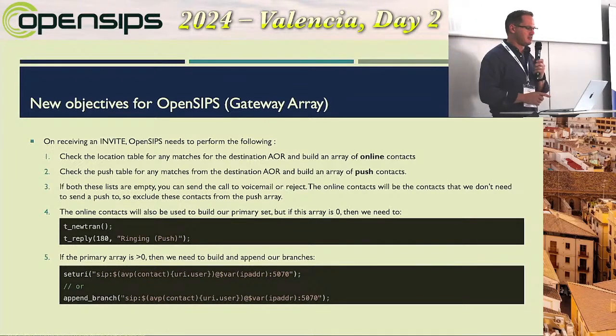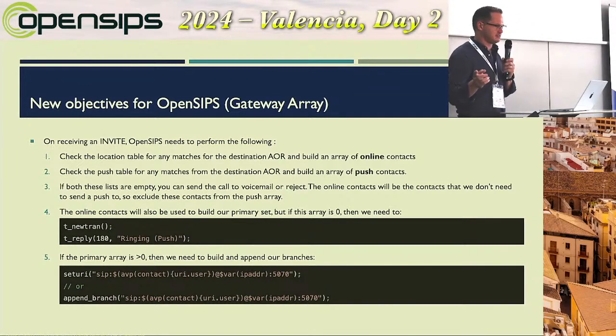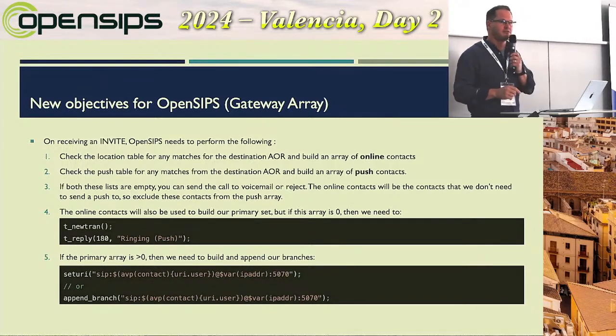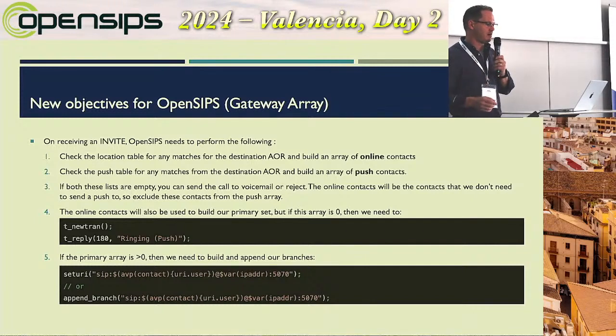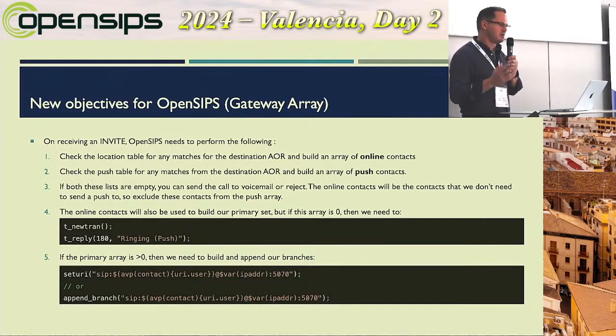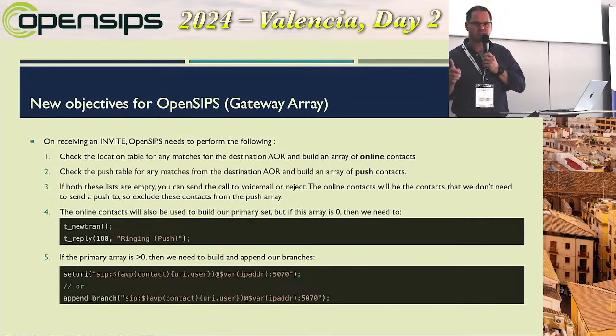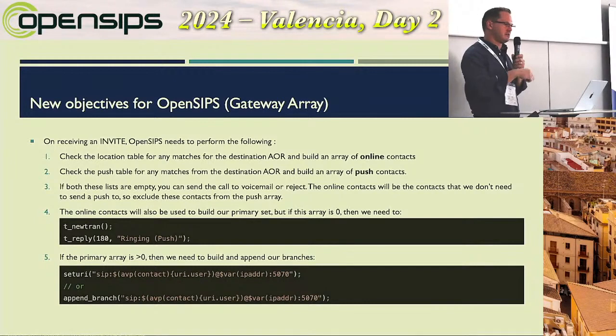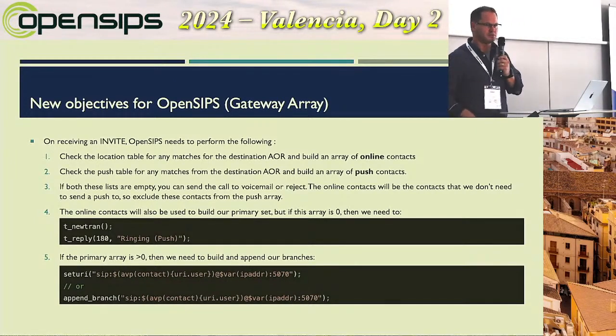We then check the push table, which we created, all right? It's a unique table. And we also check it for the same thing, AORs matching, and build essentially what's called our push contacts, right? So the online contacts are the instances that are actually registered right now. The push contacts are the people that, as you saw by those two events, have told us that we want to receive push notifications, all right?